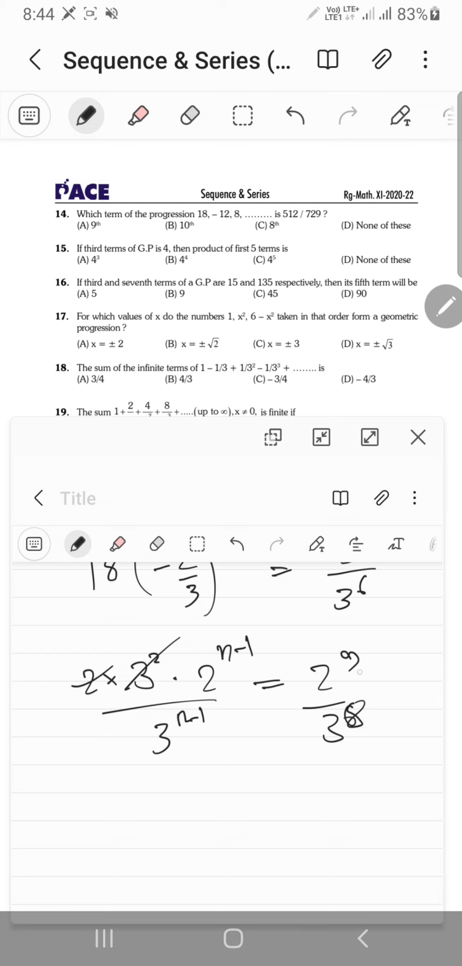And this becomes 2 power 8 as well. So clearly n minus 1 should be 8, so n should be 9. So it's the ninth. Yes, it's the ninth term.